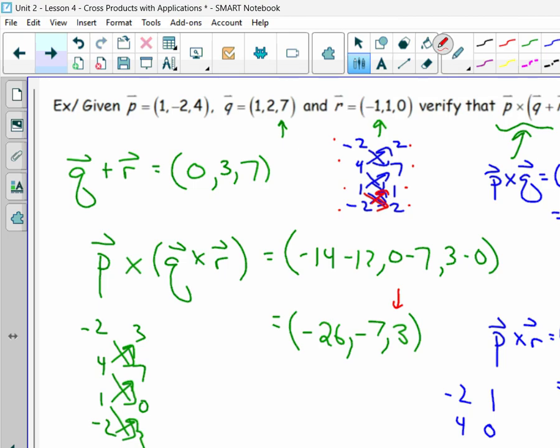Then let's look at P and R down here. -2, 4, 1, -2 looks good. R: 1, 0, negative 1, 1. That looks good. Oh, I see my mistake.